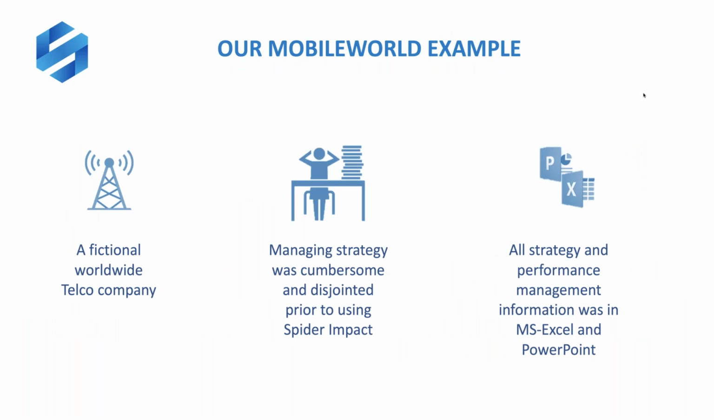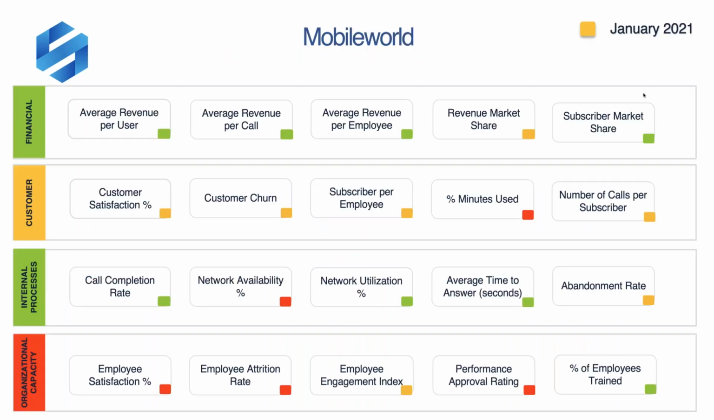To help illustrate this, I'll be using a fictitious company named Mobile World. For years, they struggled to manage their performance manually using Excel and PowerPoint. This is an example of their company strategy map. It looked nice, but it was a maintenance nightmare.